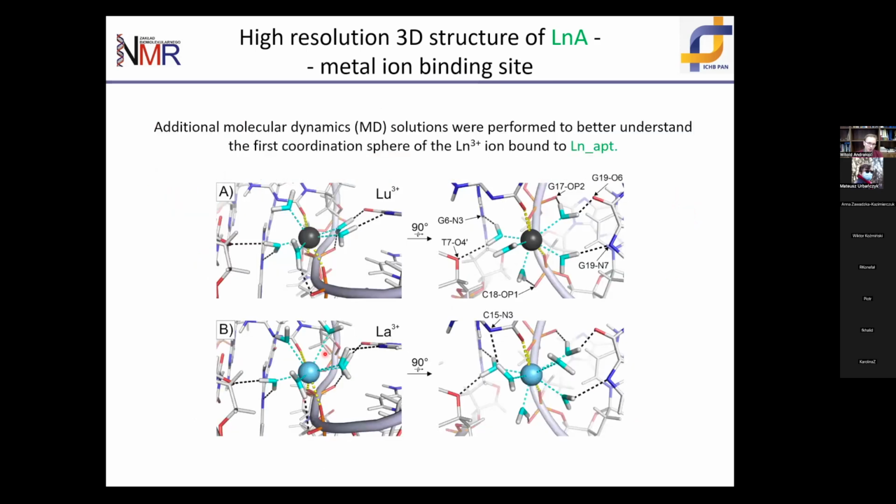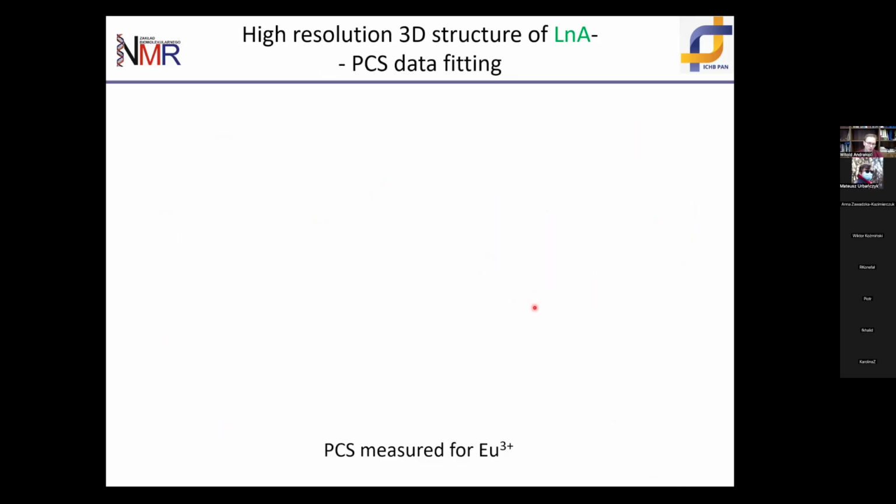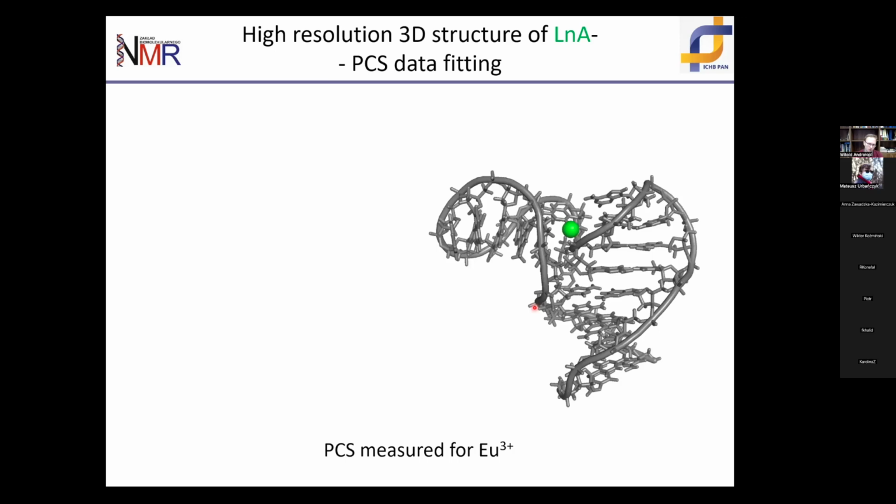We then did some additional MD simulations to see if there is some specific hydration pattern around the metal, and it seems like there is, but this is not important for us today. What is important is how these PCS data helped us to actually better define the structure. So just to show you how we use this PCS data, this is the structure for our aptamer, and now we're looking at the data for europium.